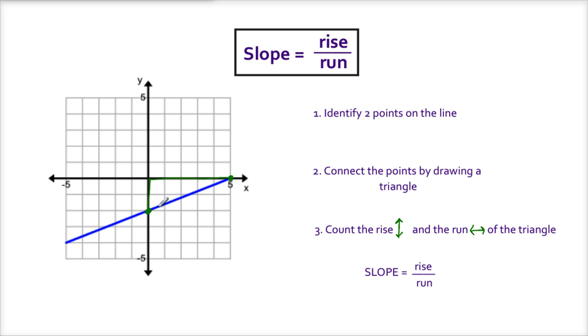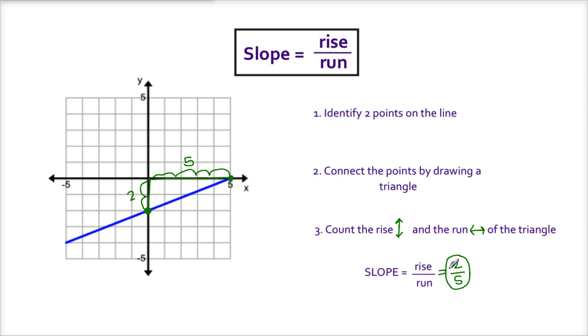So we start at one point. It doesn't matter which point you start at, and I usually like to choose whichever point's towards the bottom. So I'm going to choose to start here, and we rise 1, 2, and then we run to the right, so this direction 1, 2, 3, 4, 5. So in the rise over run fraction, the rise was 2, the run is 5. So the slope of this line is 2/5.